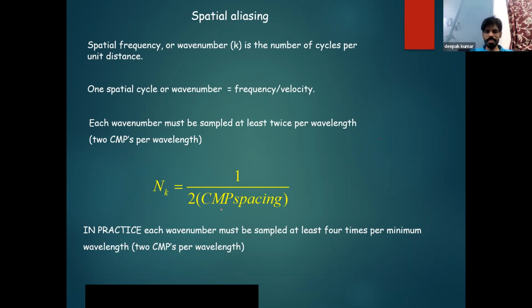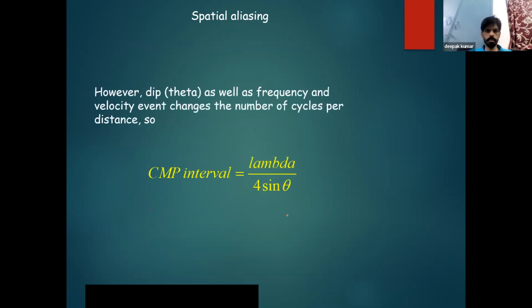So if you guys have any problem, you can just let me know and I can re-explain the things. Okay. So just like the Nyquist frequency, this is the spatial aliasing or Nyquist wave number. It is half of the CMP spacing, which we have already seen. And what is the CMP interval?